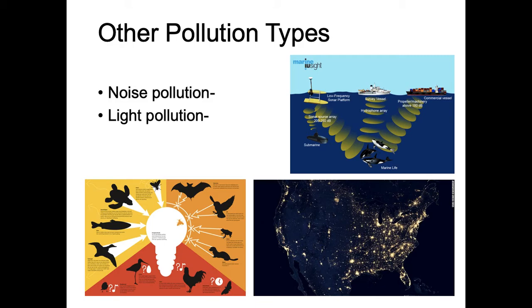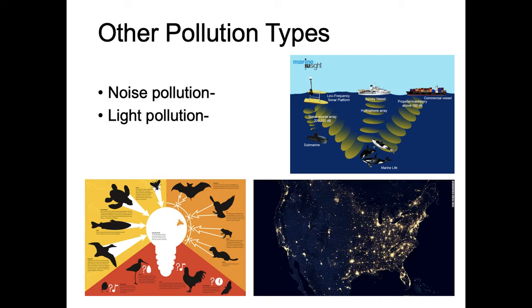Also, just loud background noise can make it harder for animals that communicate with sound. So think of bird calls, think of frog calls. If there's too much noise, they might not be able to live somewhere because they might not be able to communicate with one another. Light pollution is another example.